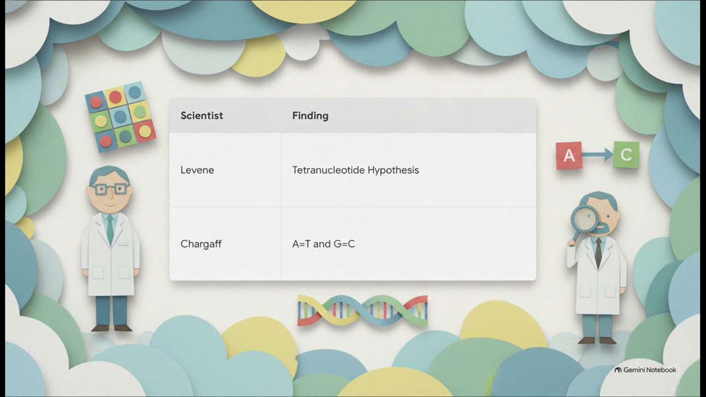But look, science is all about correcting mistakes, right? Phoebus Levene was a brilliant guy. He figured out DNA had bases, sugars, and phosphates, but he totally missed the mark on the structure, thinking DNA was just a boring, repetitive polymer with equal amounts of adenine, thymine, cytosine, and guanine. Enter Erwin Chargaff. He crunches the numbers and proves that actually the amount of adenine always equals thymine and guanine always equals cytosine. The total purines exactly match the total pyrimidines. Without that one crucial math correction, Watson and Crick never would have figured out the double helix.